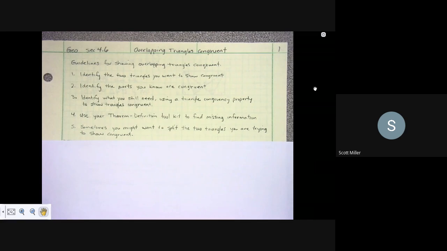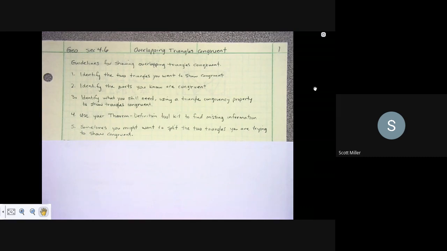First, identify the two triangles that you want to show congruent. Identify the parts you know are congruent. Identify what you still need. Use a triangle congruence property to show triangles are congruent. Use your theorem definitions toolkit that you've created to help you find missing information. And lastly, sometimes it might be useful to split the two triangles apart. Okay, split off your triangles to see more clearly what it is that you're trying to show.